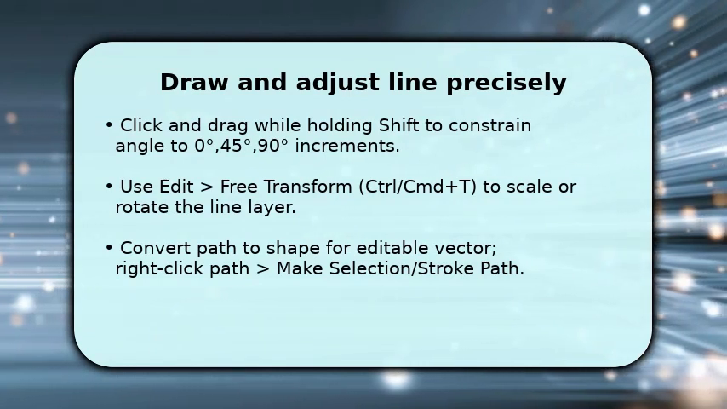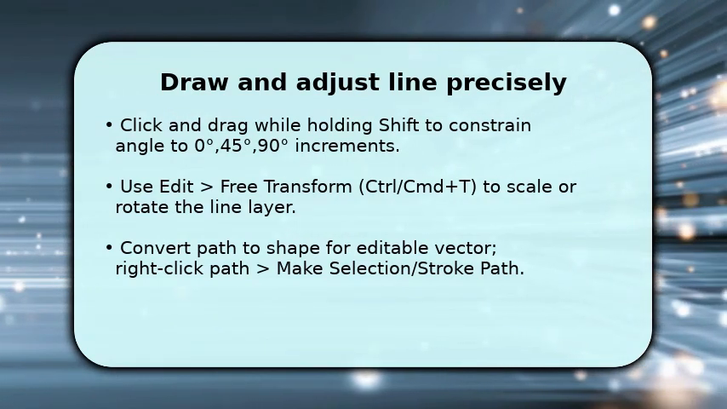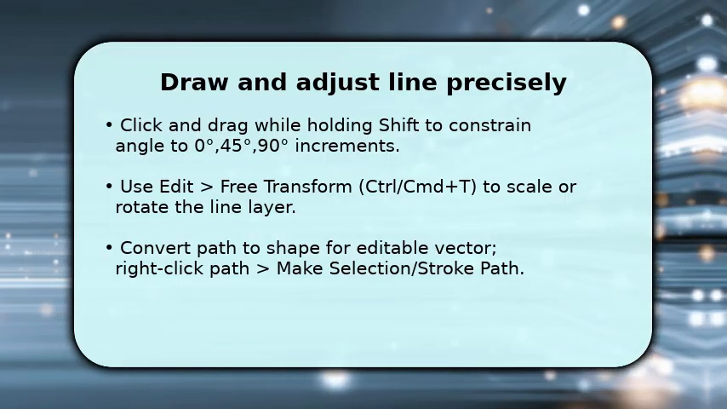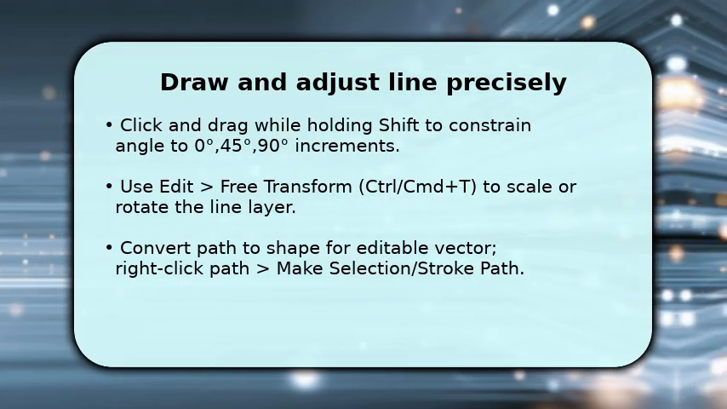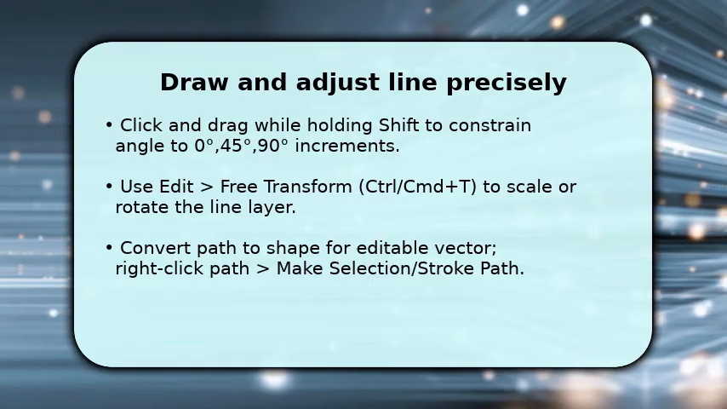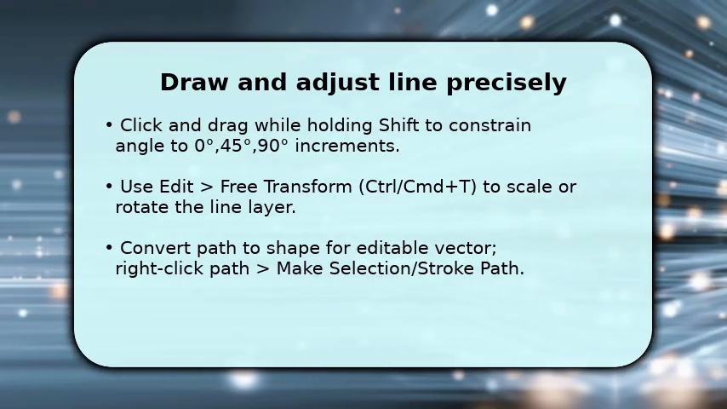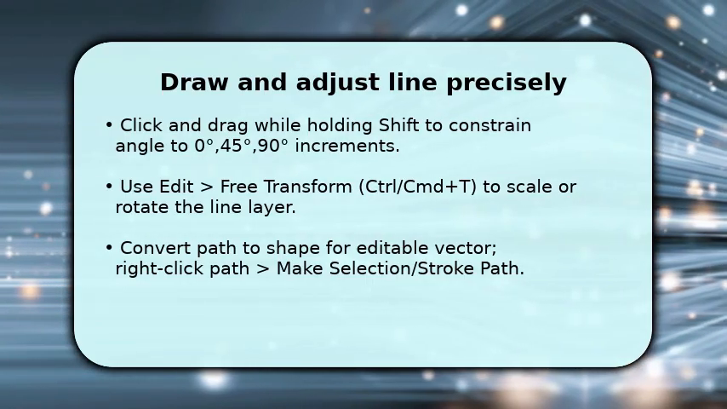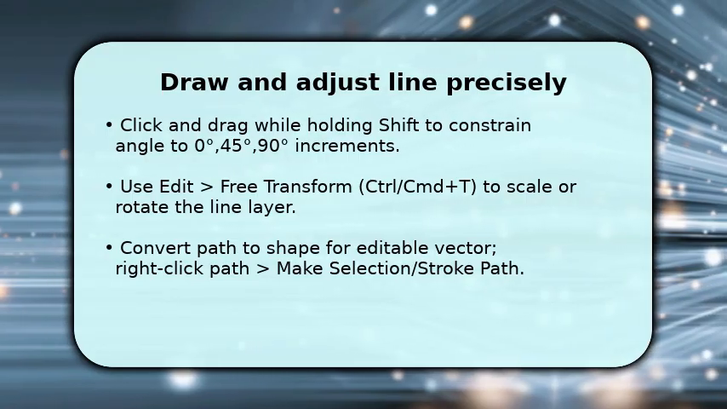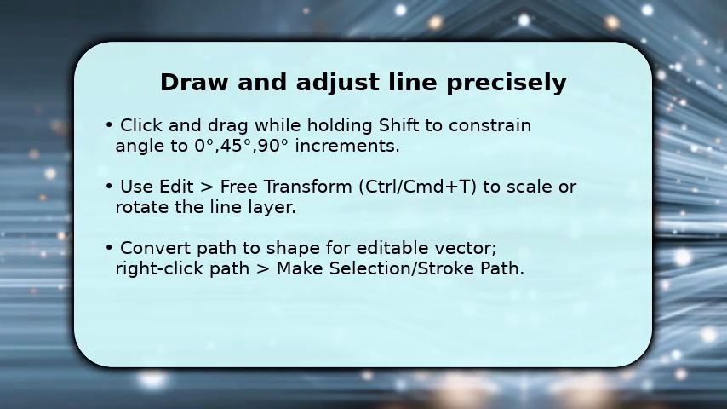If you need exact angles, hold Shift to snap to 0, 45, or 90 degrees. If you use the pen tool, switch to the path selection tool to move anchor points and refine curvature. Once drawn, use Free Transform, Control or CMD+T to scale, rotate, or skew the line without losing stroke settings.